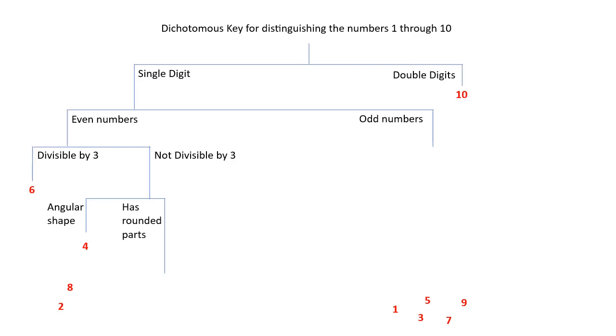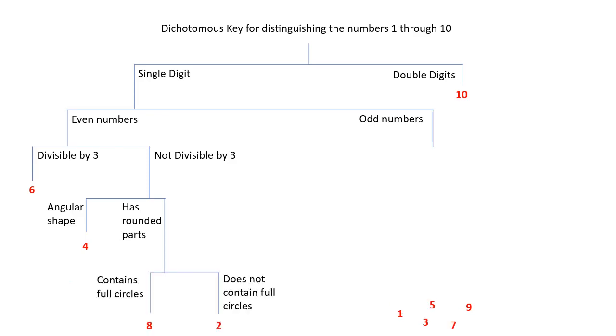Again, there are lots of ways how you could distinguish the rest of the even numbers. I chose to go with shape this time. So what is the shape of the number? Does it have an angular shape or does it have rounded parts? And that selects out the 4. To separate the last two out from one another, I separated them out into containing full circles or not containing full circles. And by doing so, I have now separated out all the even numbers from each other.